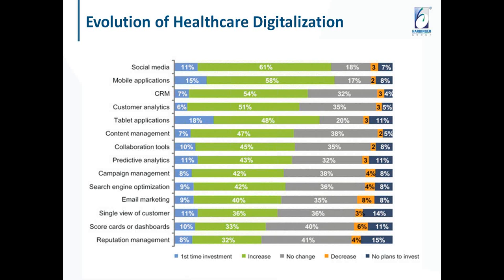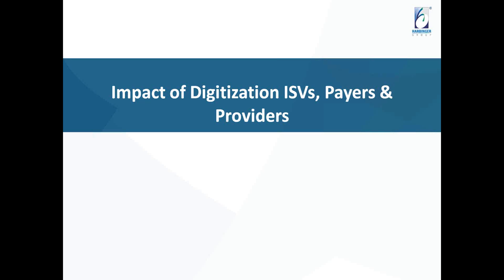And then we'll talk about customer analytics. In most of the segments, the growth rate is around 50% or more. All the major segments, be it content management, predictive analysis, or campaign management, have grown. Then scorecards or dashboards. Scorecards or dashboards are nothing but a scorecard for a provider, where they analyze the provider based on various measures. And we have already seen a good amount of increase. So, okay.